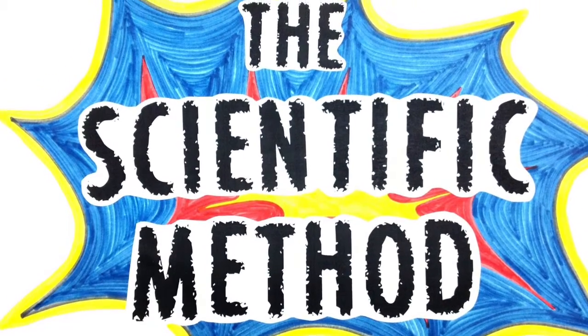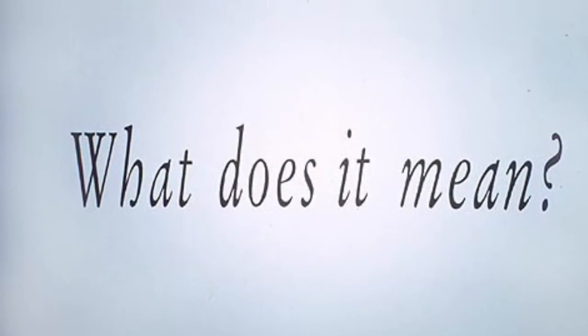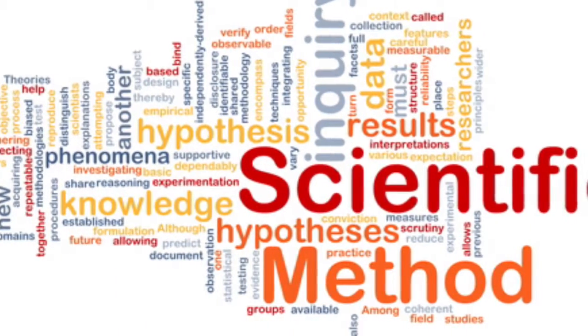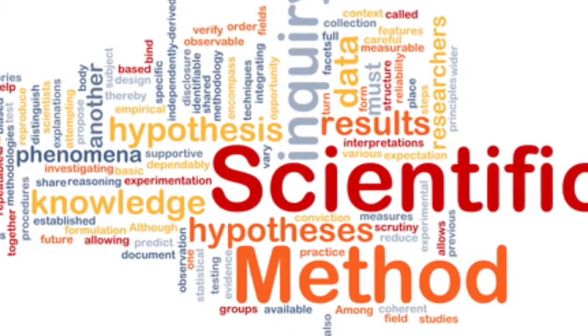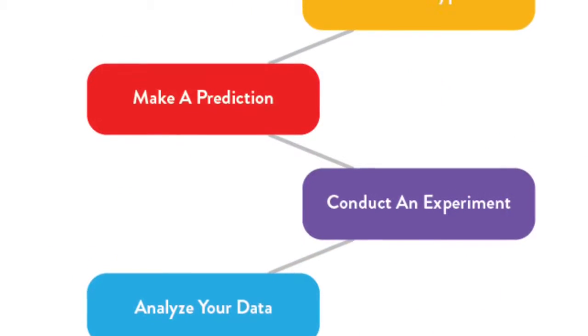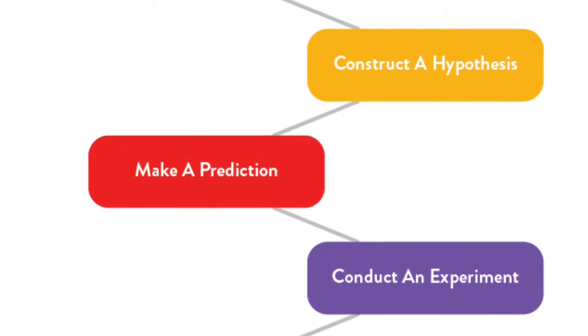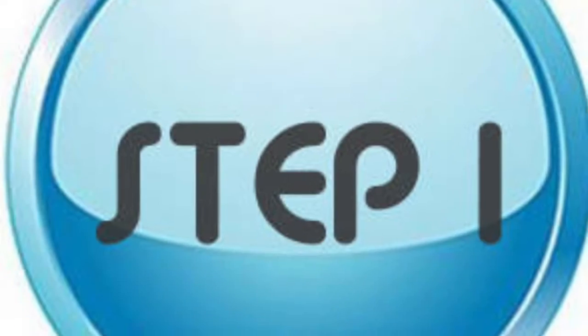The Scientific Method by Stein Balog. What does it mean? Well, it means a method of procedure that characterizes natural science. This method uses steps consisting of observation, measurement, experiment, and the formulation, testing, and modification of the hypothesis.